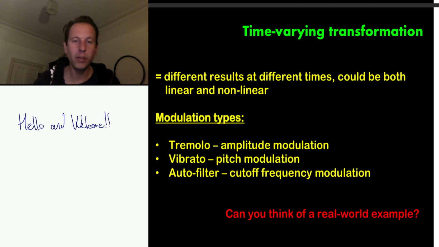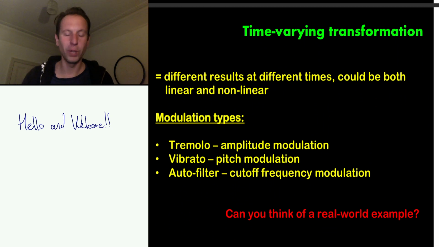So in this context, the time-varying transformations typically end up containing some type of modulation. So here we have three basic ones. We have a tremolo, which is amplitude modulation, changing the gain as the signal plays, vibrato, pitch modulation, changing the pitch, and auto filter, where you change the cutoff frequency of a filter that is processing the sound.